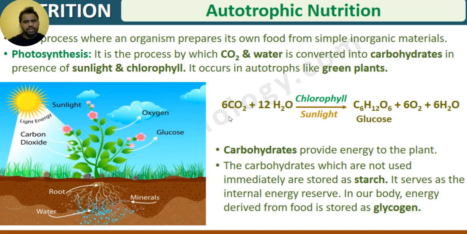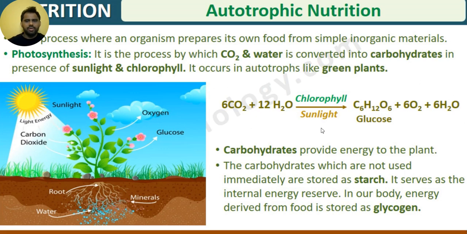We have the formula: 6CO2, carbon dioxide, plus 12H2O. CO2 is input, water is input in photosynthesis. We have sunlight as input as a catalyst, and chlorophyll. Chlorophyll is a green pigment which is present in the leaves of the plants. What is the output? Output is glucose, C6H12O6. Glucose is the food of the plant, C6H12O6, plus 6O2, oxygen, which is taken up by humans, and plus 6H2O, water, is also formed.